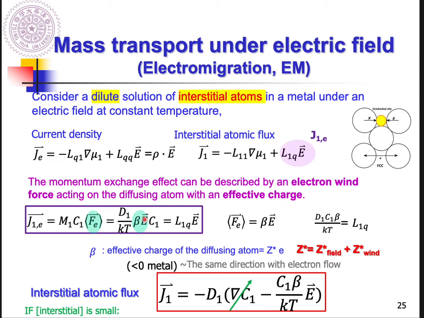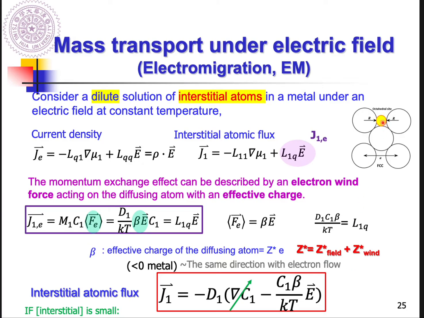is not equal to the electrical field you apply on the system, because the reason these interstitial atoms move is due to the bombardment of the electrons. So you need to write the driving force as beta E, and beta is the effective charge. And this effective charge is a summation of two forces acting on these atoms.